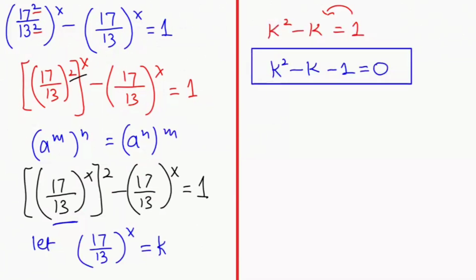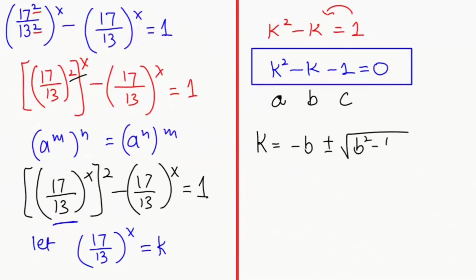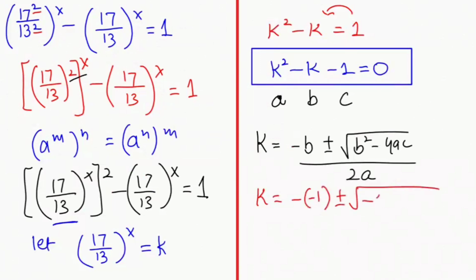Here we get the quadratic equation. Now I am going to apply the quadratic formula here for finding the value of k. This is our a, b and c value. k is equal to minus b plus or minus root b squared minus 4ac over 2a. So here the b value we have is negative 1. So negative 1 plus or minus root negative 1 whole to the power of 2 minus 4, 1 and c is negative 1, over 2, and 1.